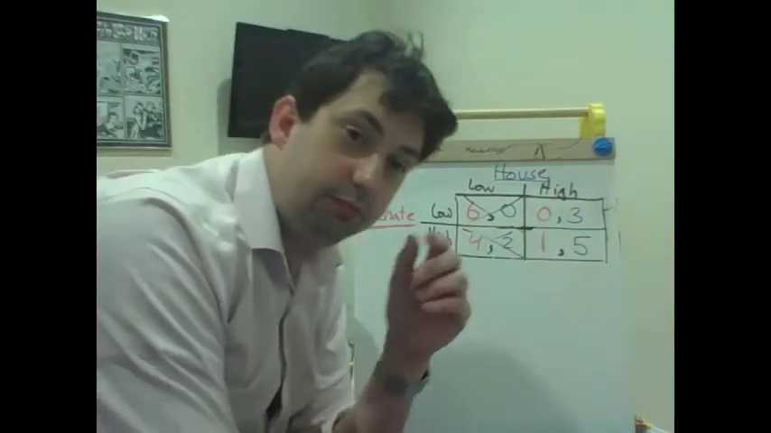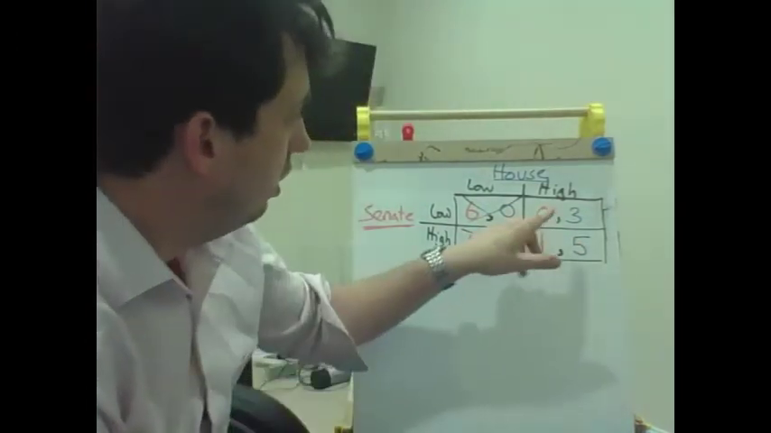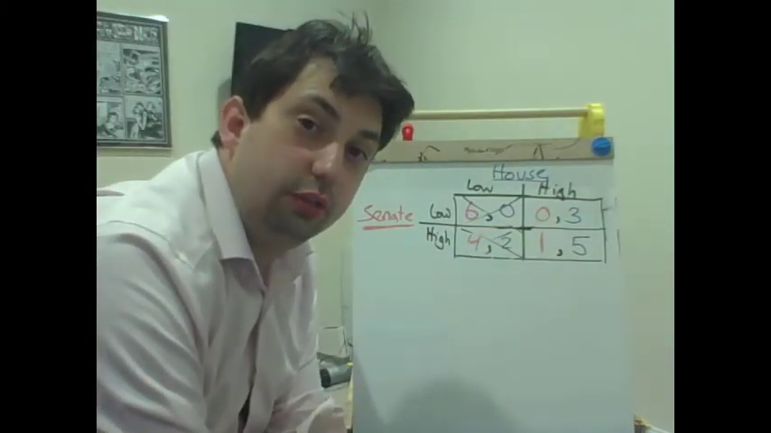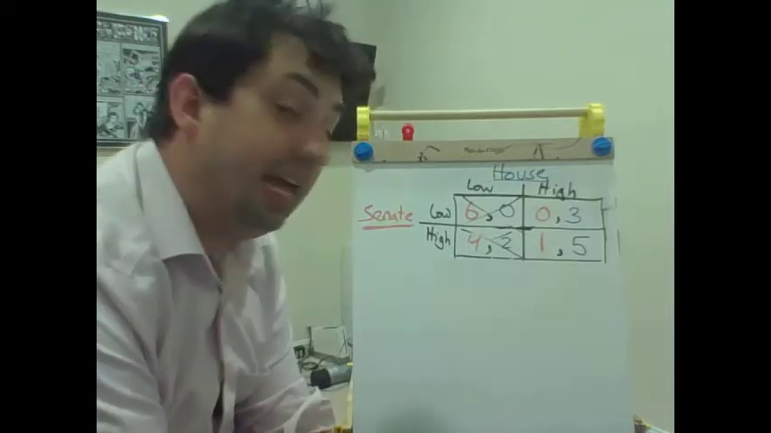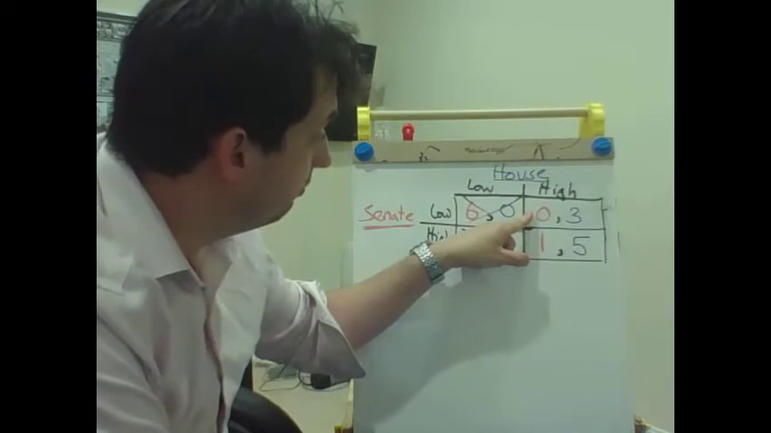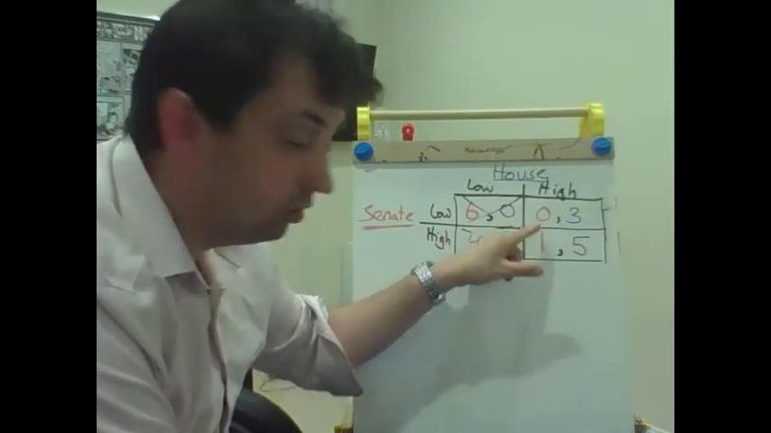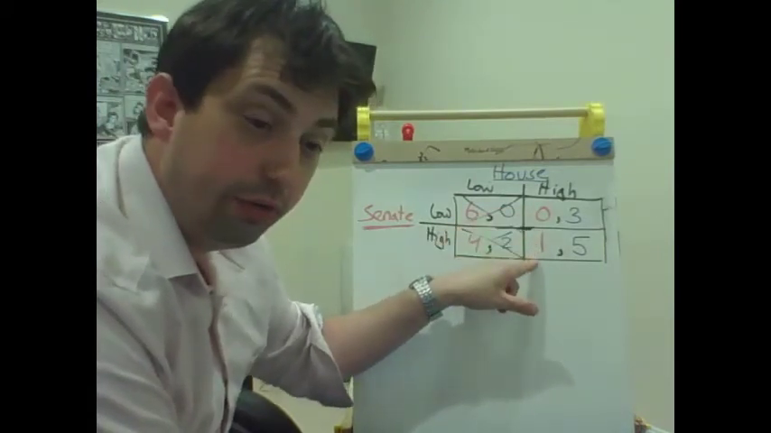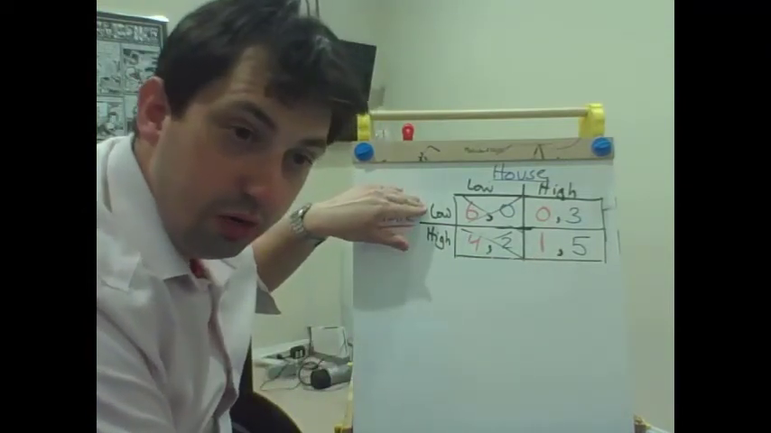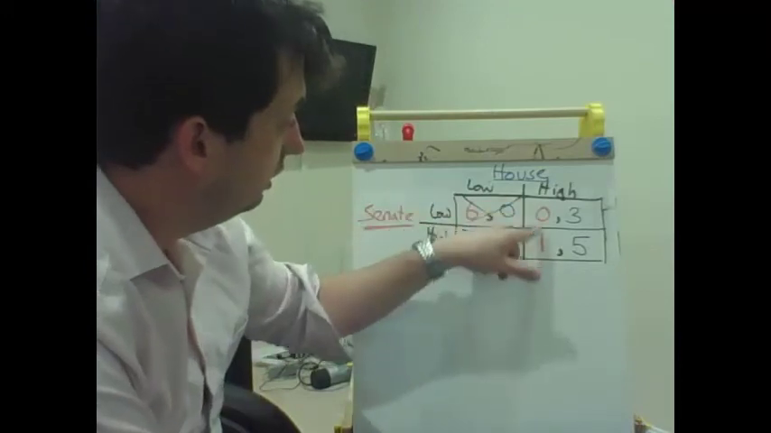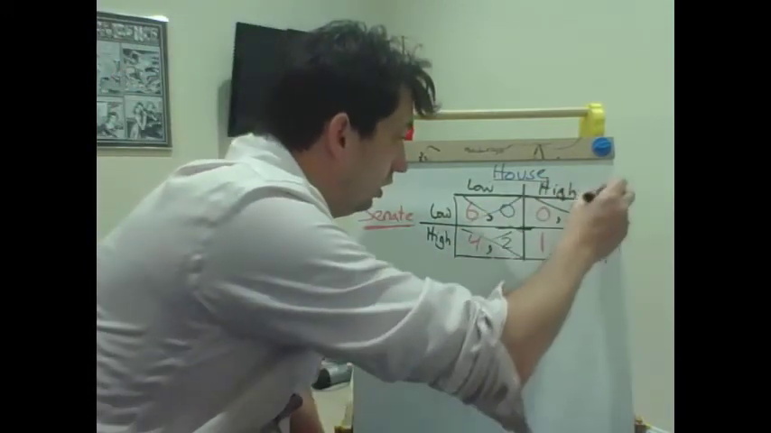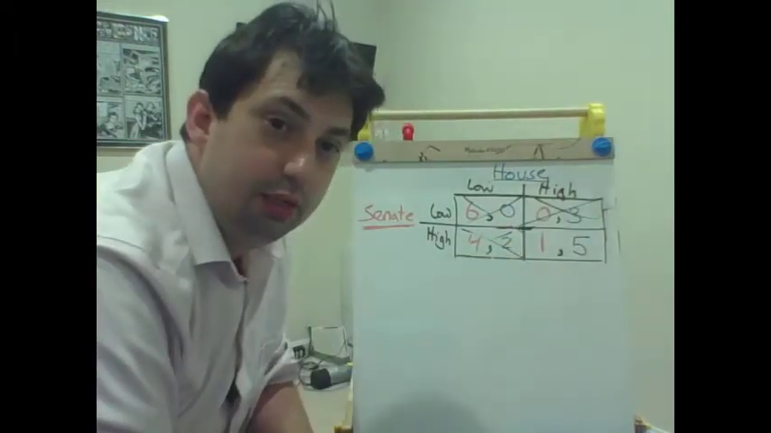What about this? Would anyone want to change their strategy holding the strategy of the other player constant? Yes. The Senate would rather go from 0 to 1. It wants to do this. It doesn't like 0, or rather it likes 1 more. So yes, they will switch from low to high. And they will go here because 1 is greater than 0. This is also not Nash equilibrium.